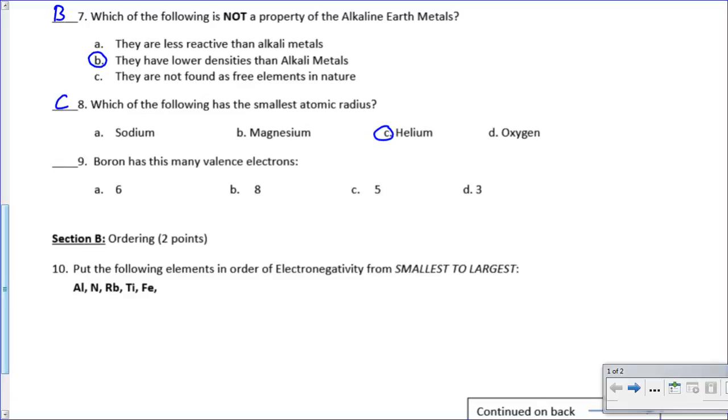Boron has this many valence electrons. For this, you're just looking across the columns of the periodic table. If you look across the columns, it goes 1, 2, and then you skip the transition metals, and then boron's group is 3, carbon's group is 4, nitrogen's group is 5, oxygen's group is 6, fluorine's group is 7, and then the noble gases are 8. All right, so boron, as I said, that group has 3, so D is the correct answer on this one.